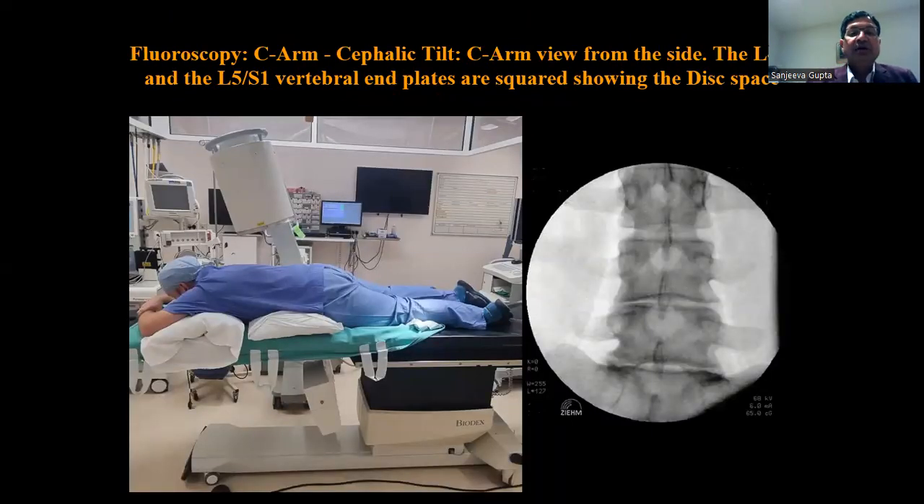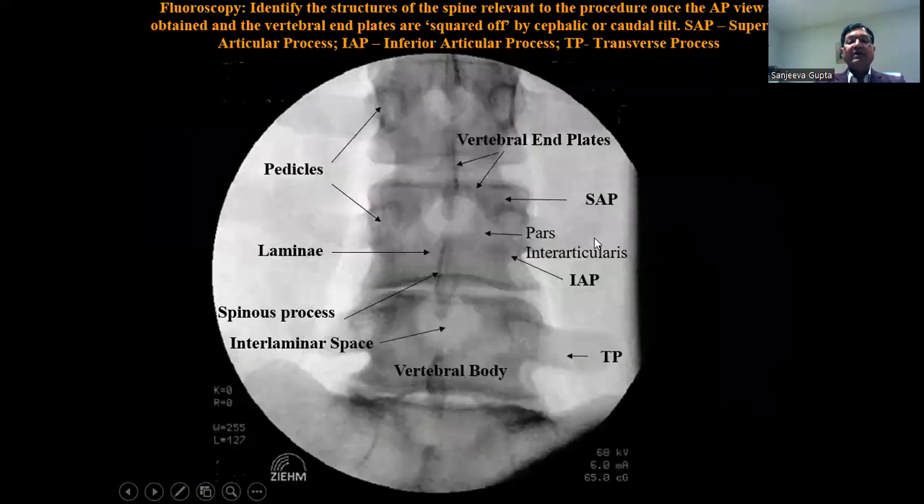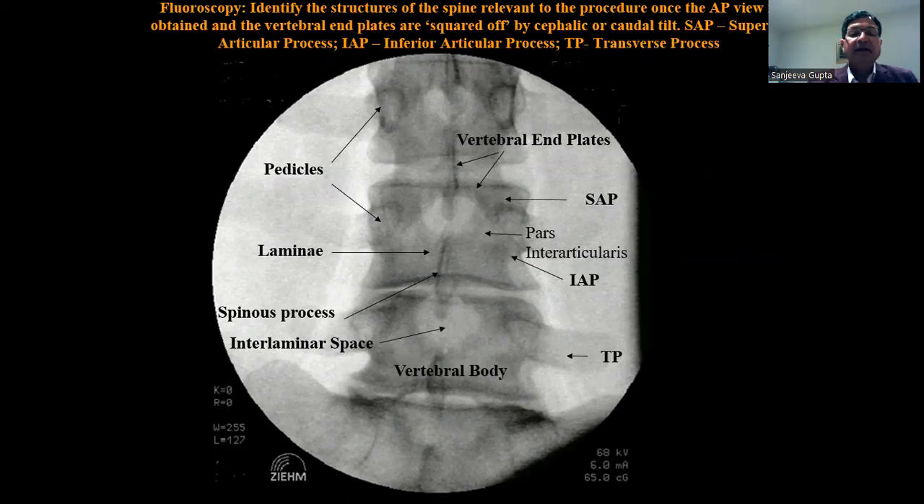Here, I'm just showing what a cephalic tilt looks like. This is the CR view from the side here. The L4, 5 and the L5 vertebral end plates are squared off here. So as I said, true AP view with the pedicles here and the spinous process in the center, then a cephalic tilt to square off the vertebral end plates. Unfortunately, there are significant degenerative changes of the disc here. This disc space is so narrow compared to the one above. So once you get a true AP view and you square the vertebral end plates, then identify the structures.